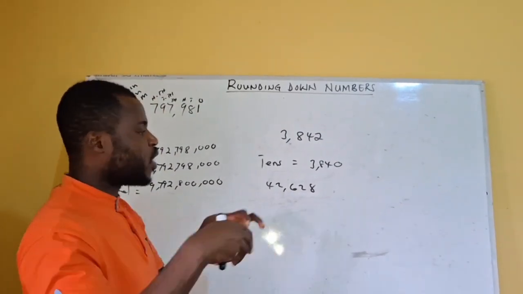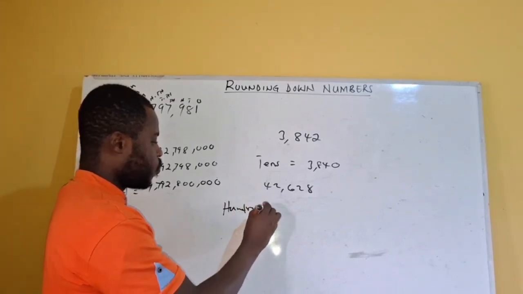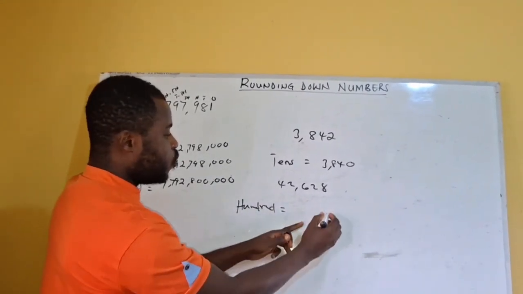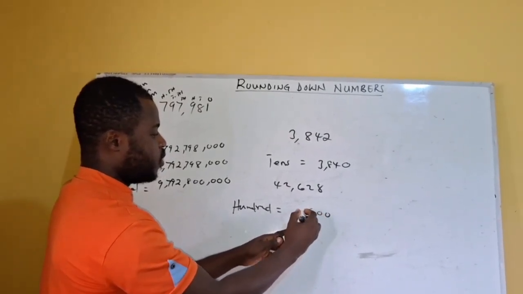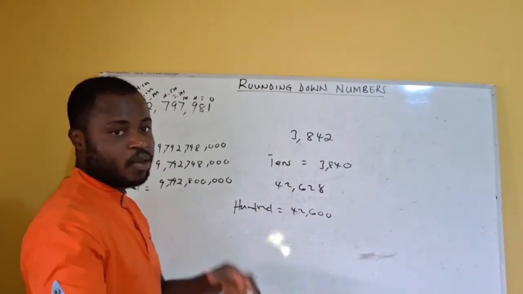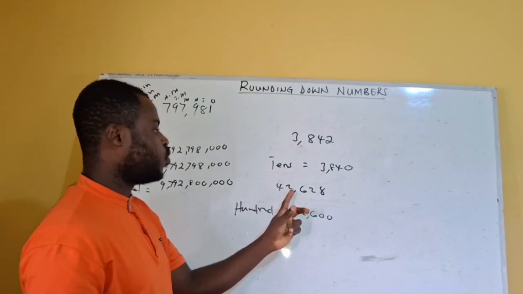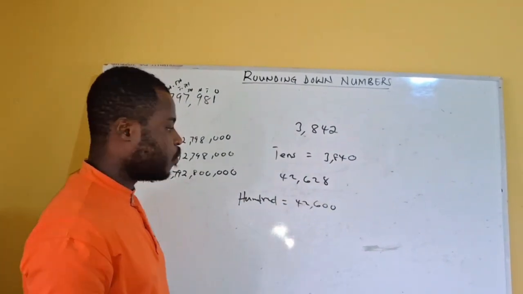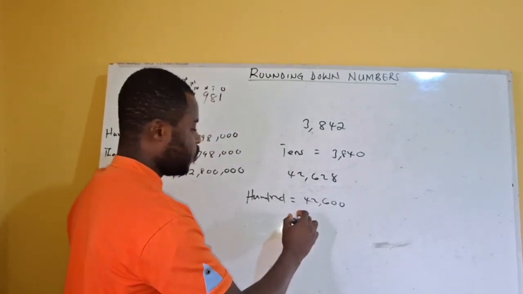42,628. We are going to round it down to the nearest 100. 100, as we all know, how many zeros do we need? 2 zeros. So here will be 0, here will be 0, then here will be 6, then here will be 2, here will be 4. We have rounded down because when we look at 42,600 and 42,628, this is lesser than this. We have rounded down.